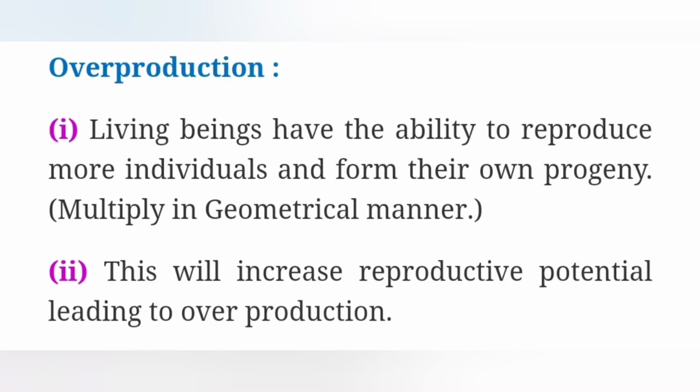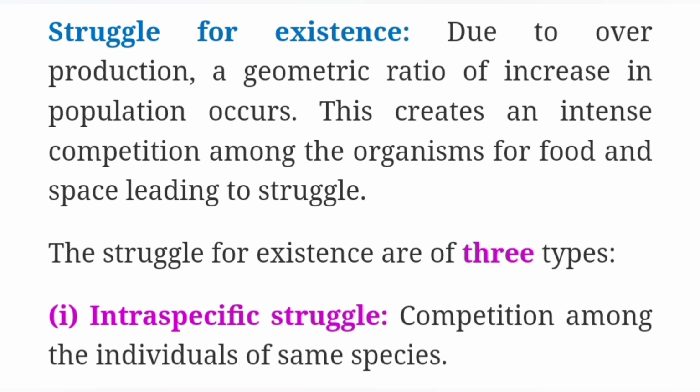Next, overproduction. First point, living beings have the ability to reproduce more individuals and form their own progeny, multiplying in geometrical manner. Second point, this will increase reproductive potential leading to overproduction. Struggle for existence. Due to overproduction, a geometric ratio of increase in population occurs. This creates an intense competition among the organisms for food and space, leading to struggle.